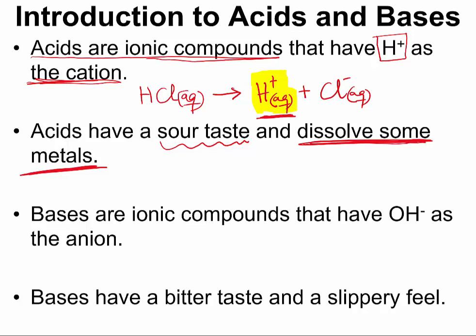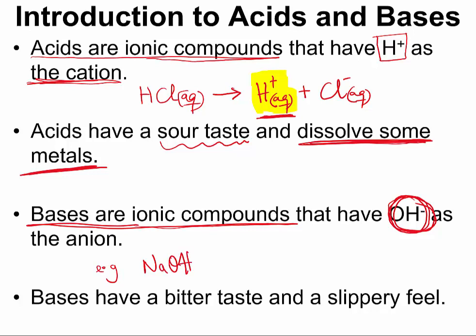A very simple definition for bases is that bases are ionic compounds that will dissolve in aqueous solution to give us hydroxide ion. Let us take a look at an example. Sodium hydroxide. When you dissolve sodium hydroxide in water, it will dissociate to give sodium ions and hydroxide ions. The fact that it gives us hydroxide ions in aqueous solution is why it is known as a base.